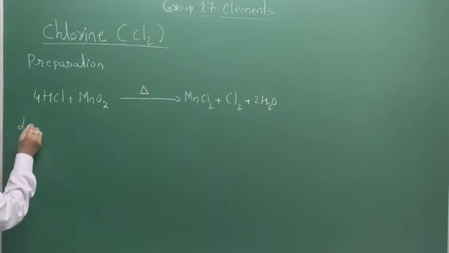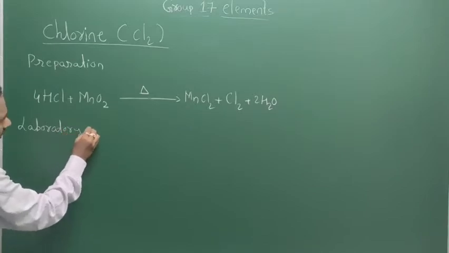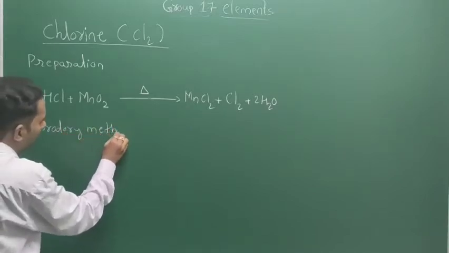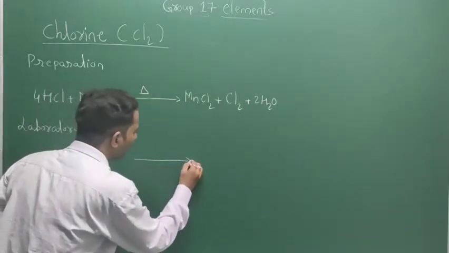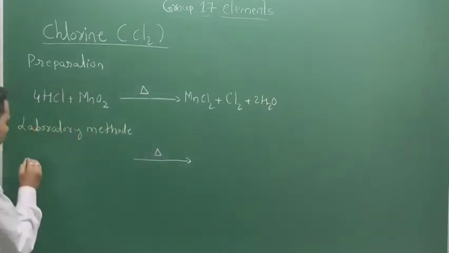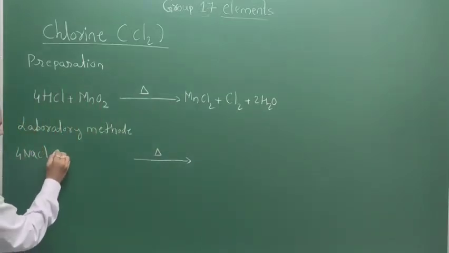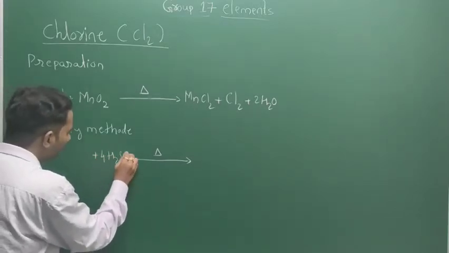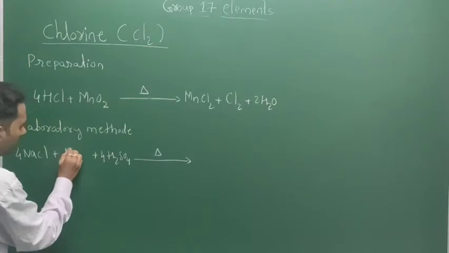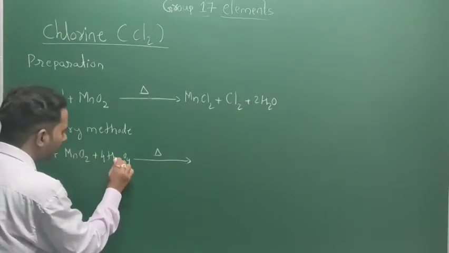So next, laboratory method. Here, chlorine can be prepared by heating sodium chloride with concentrated H2SO4 in presence of manganese dioxide.